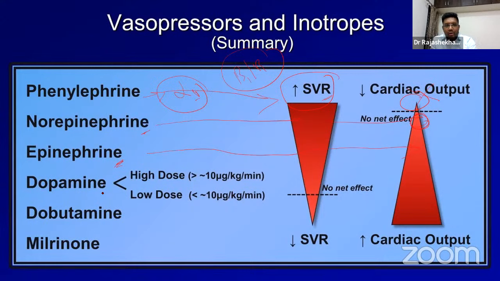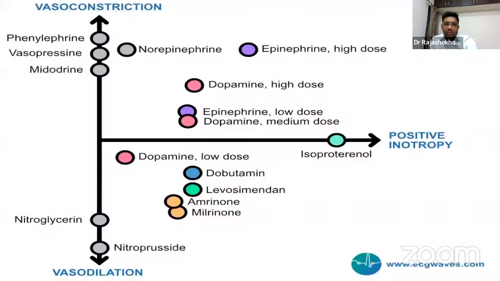And dopamine nowadays is out of sight. Nobody uses dopamine, and if you're still using dopamine, you are absolutely wrong. Dobutamine and milrinone we usually use in a patient with cardiogenic shock. They have very little effect on the systemic vascular resistance, whereas they are predominantly agents which induce myocardial contractility. This is another slide to identify where these actually fit.